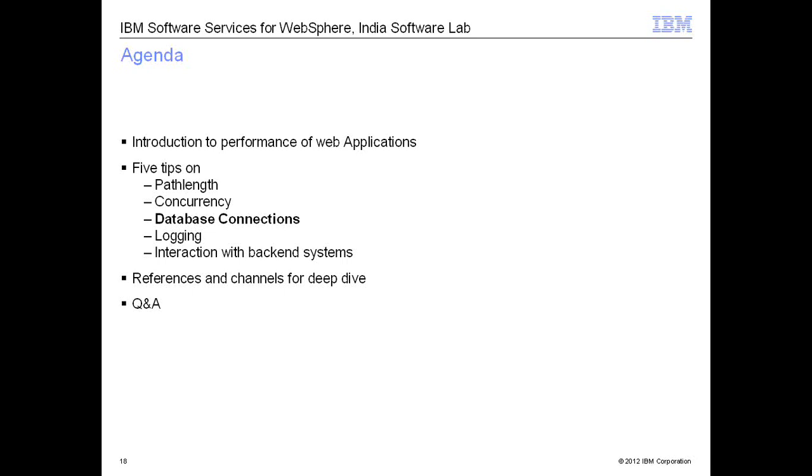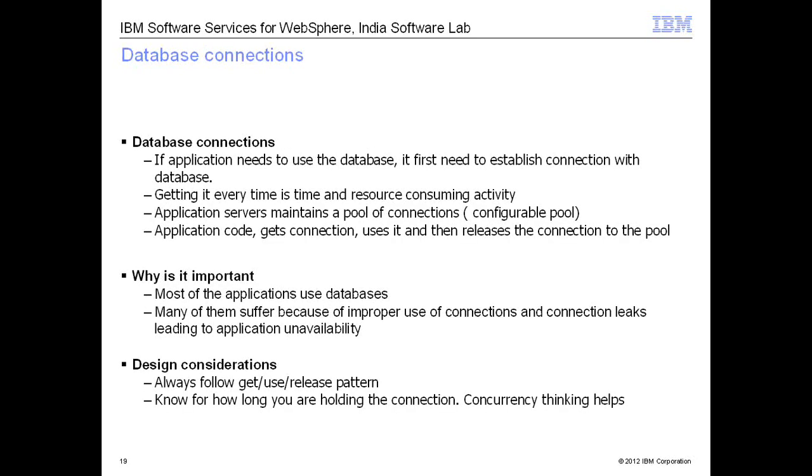Now what are database connections? As you would have seen, many of these applications work on some information or data. So data manipulation is one of the key workload characteristics. In order to access any of the data in the database, the application first needs to establish a connection to the database. And once it establishes the connection, it can do some operation on it and then release the connection.